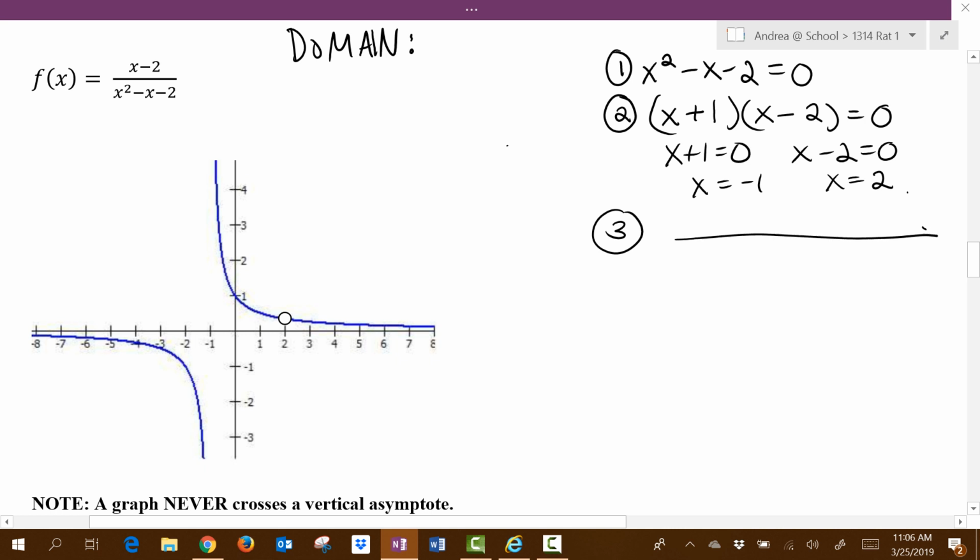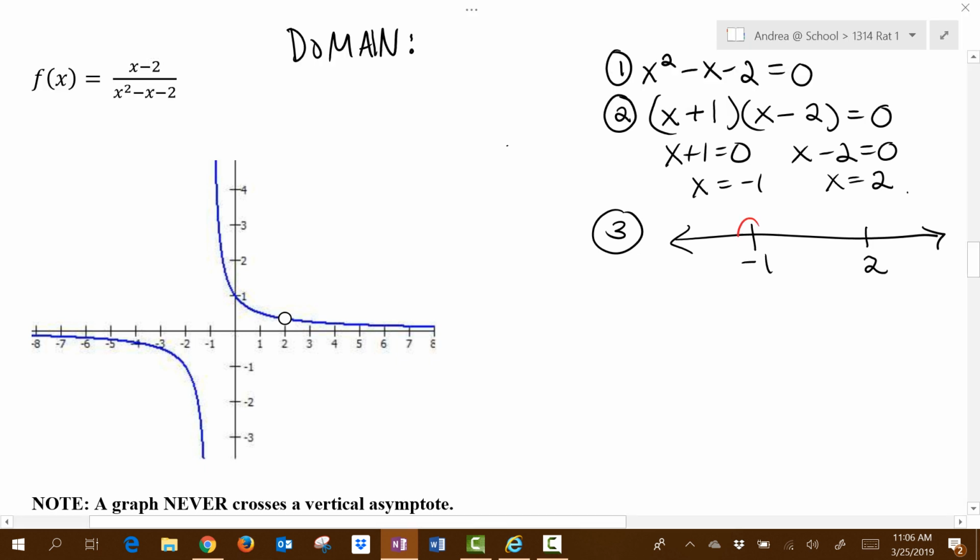So the domain will be excluding those two x values from the number line. So I'm going to put -1 and 2 on the number line. I'm going to put open circles to say that -1 and 2 are excluded or not included as part of the domain. And I want to represent all of the x values to the left, in between, and to the right as allowed values for x. So the domain are the x values that we are allowed to put into the function.